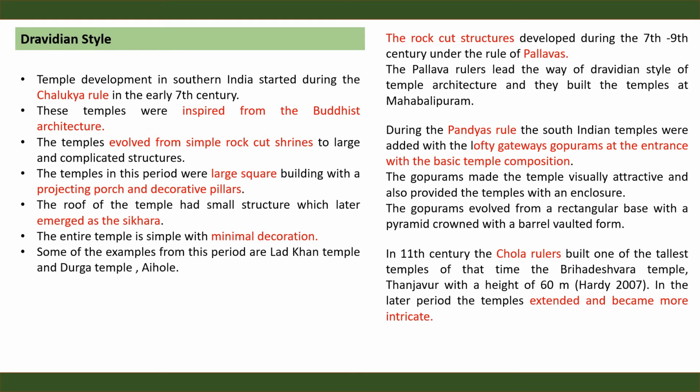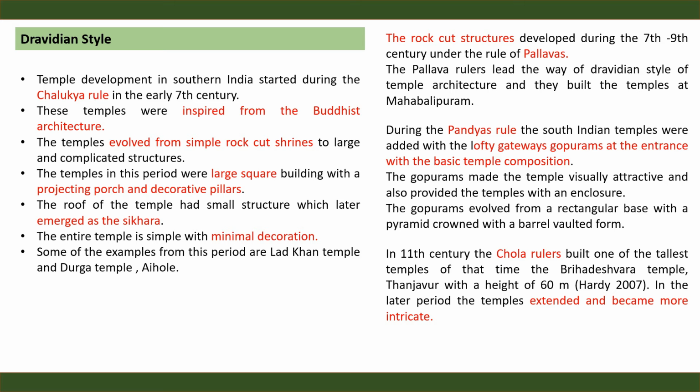Next, the second architecture style of Indian temple, that is Dravidian style, which is very common in South India. That is, temple development in South India started during the Chalukya dynasty in the 7th century. These temples were inspired from Buddhist architecture actually. The temples evolved from simple rock-cut shrines to large and complicated structures.